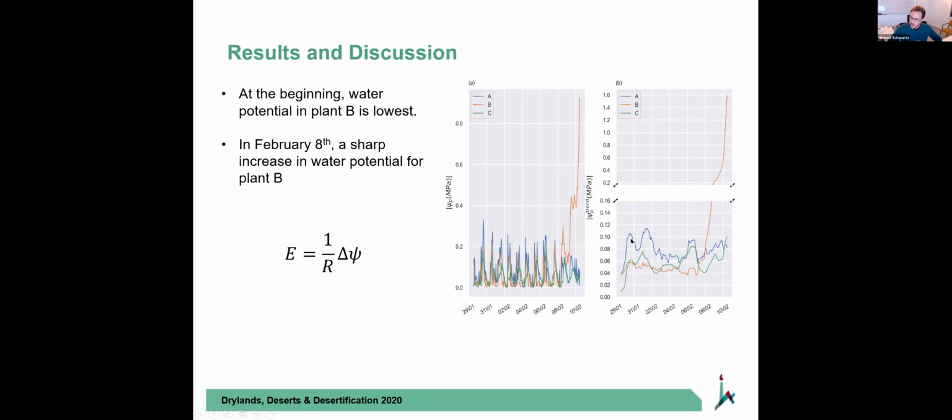And the second observation is that starting around February 8th, we have a really sharp increase in water potential for plant B. And this suggests that the soil starts to be the limiting factor for the plant to take up, to transpire water.